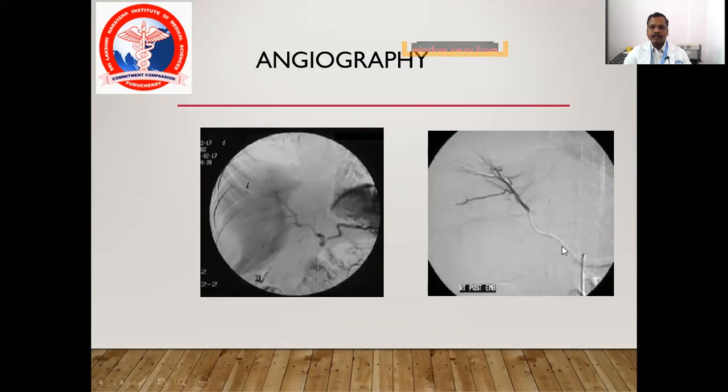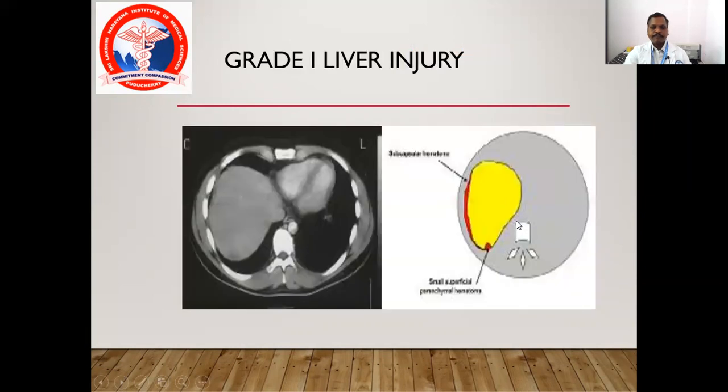And you can do transhepatic procedures through this. This is our grade 1 injury. We said it is just about less than 1 centimeter, the subcapsular hematoma. Very difficult to find on a CT also. You see a thin rim here, and the diagrammatic representation will give a better picture. But on the original CT, you need to have a good eye and experience to note this contusion. So that's grade 1.